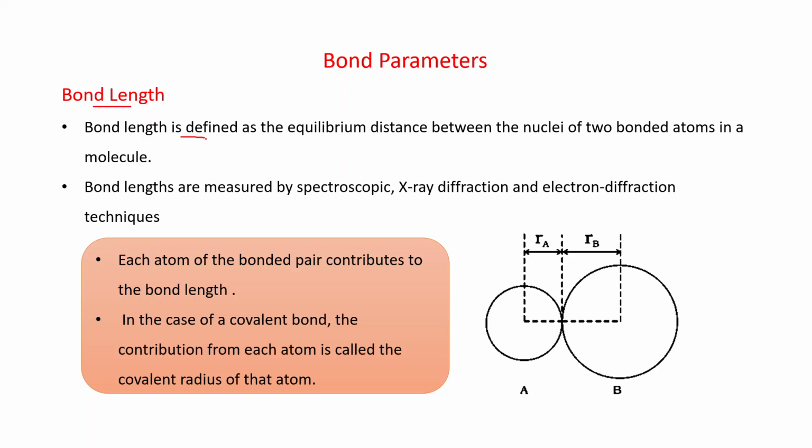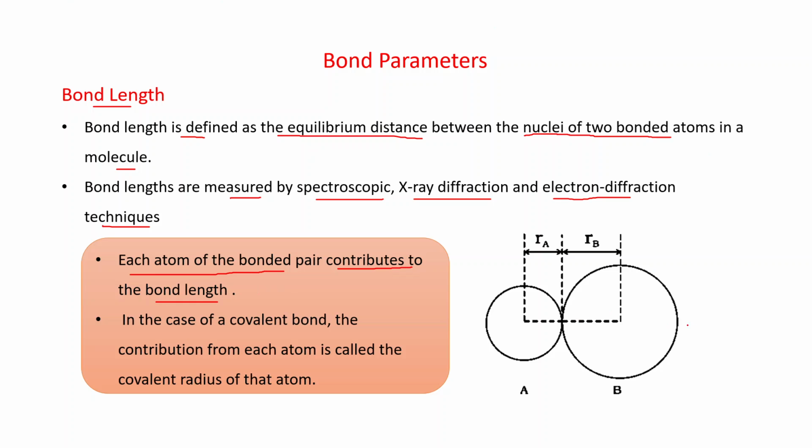Bond length is defined as the equilibrium distance between the nuclei of two bonded atoms in a molecule. Bond lengths are measured by spectroscopic, X-ray diffraction and electron diffraction techniques. Each atom of the bonded pair contributes to the bond length.